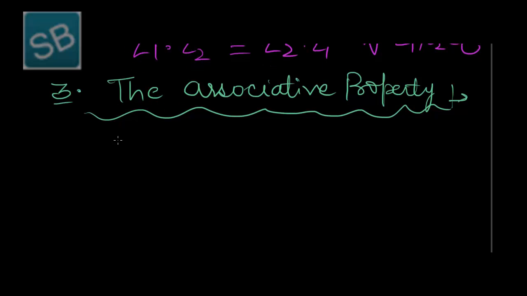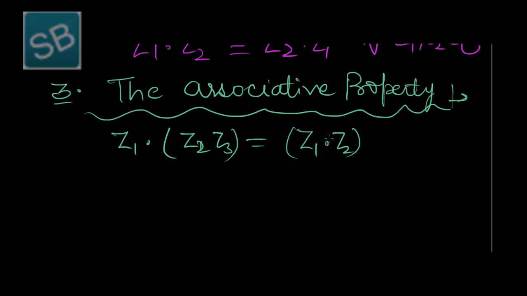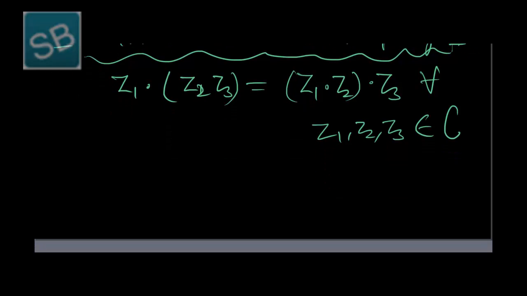In this case, the product of Z1 with the product of Z2 and Z3 is equal to the product of Z1 into Z2, which comes out to be, and then taken with Z3. So both these sides come out to be the same result for all Z1, Z2, Z3 belonging to the complex number system. Then we say that the associative property holds there. So it should be true for all the complex number system.